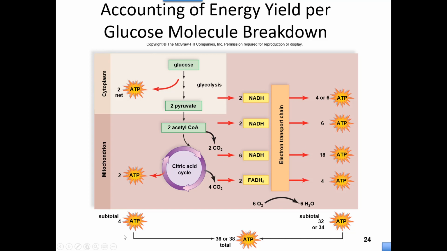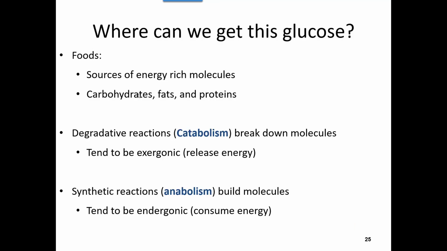If we can go through the whole process of breaking down glucose in the presence of oxygen, so not fermentation, we can make 36 or 38 ATP. Fermentation alone only gets us 2 ATP. But where do we get all this glucose to even do all of this? Well, it's from food. It's where we get all of our energy. It comes from carbohydrates. We have fats that can get broken down. We have proteins that can get broken down to generate these carbohydrates to eventually get fully broken down and generate all of this ATP. So anytime we are breaking down molecules, those are catabolic reactions that are releasing energy.